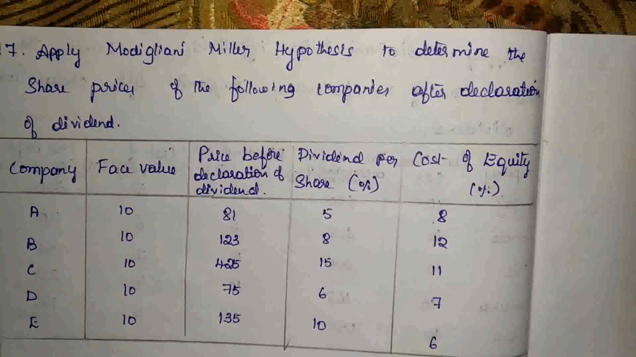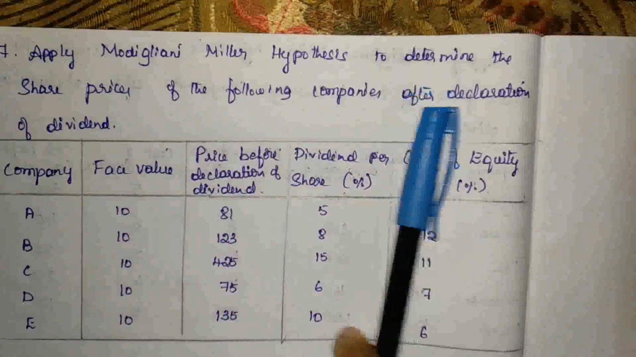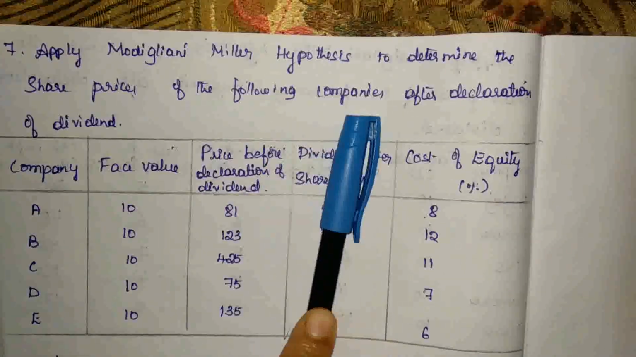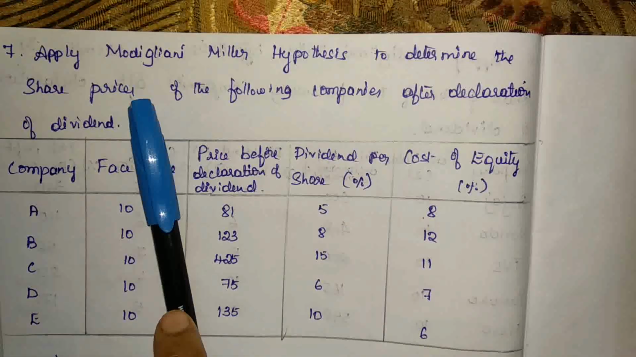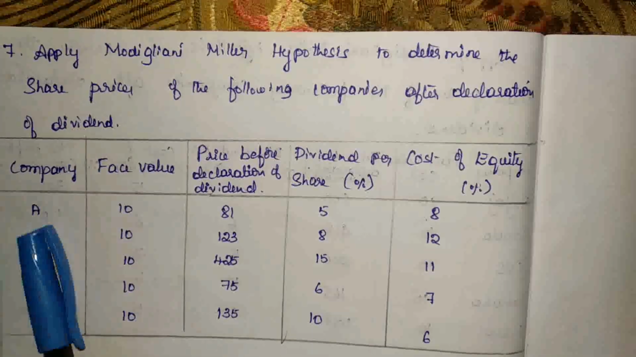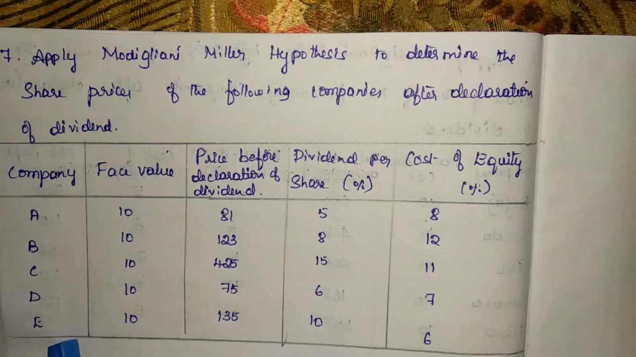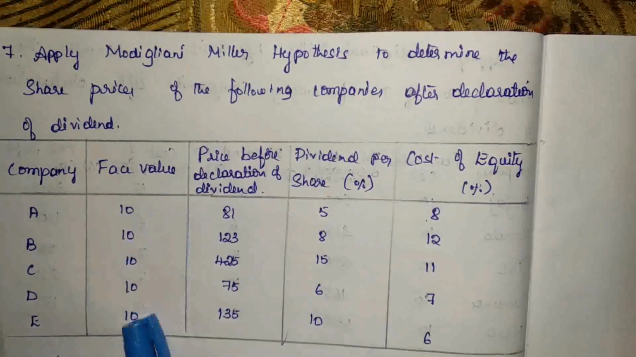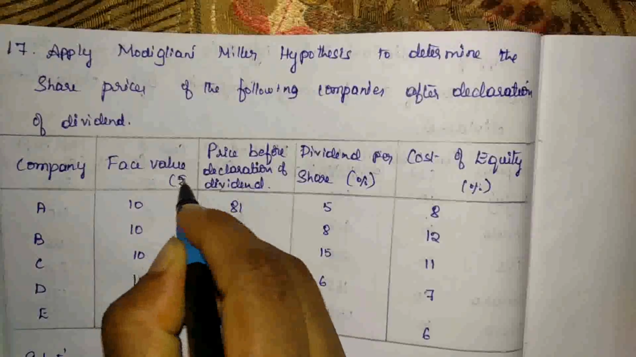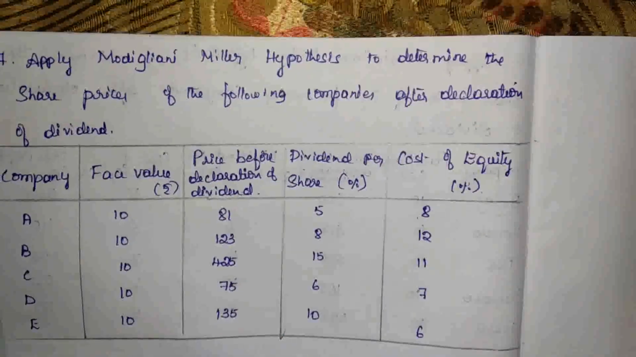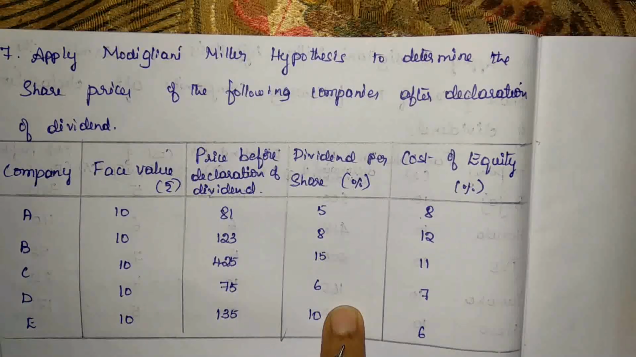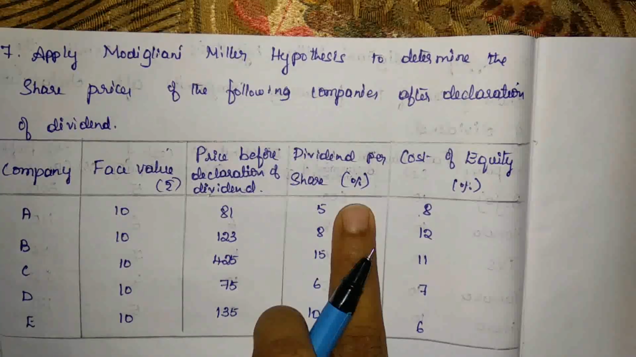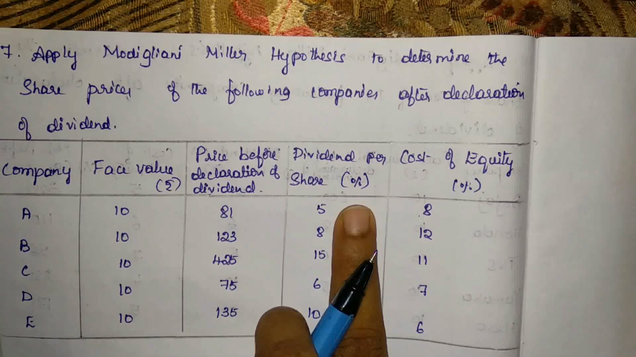Problem number 17. Apply the Modigliani model hypothesis to determine the share prices of the following companies after declaration of dividend. So we have to calculate the share price after declaration of dividend. The information given is 5 companies. Face value in rupees is given as 10. Price before declaration of dividend, that means price at the beginning, is P0. Then dividend per share is given in percentage, so we need dividend per share in rupees.